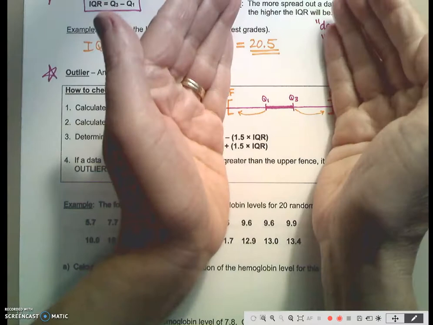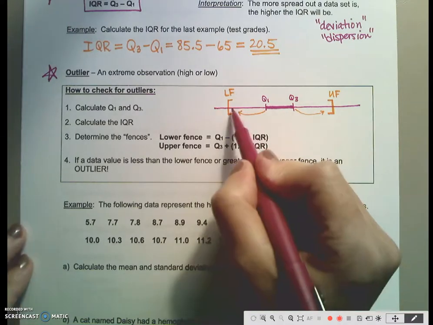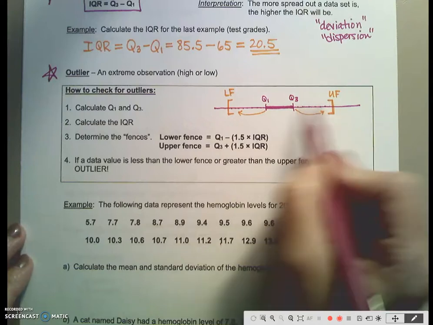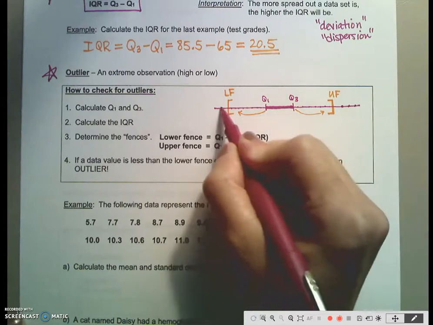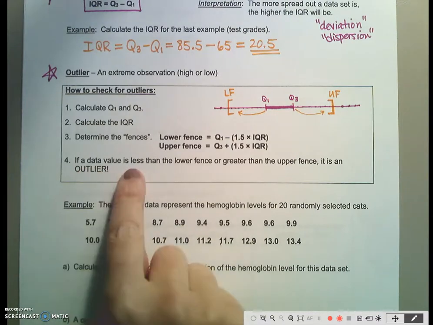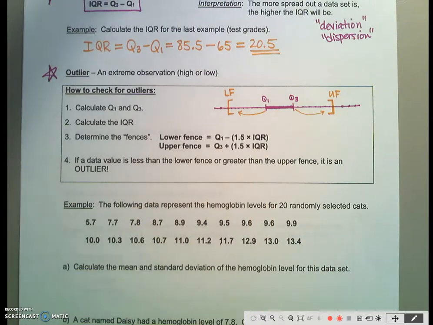And then you want to think about it. That's like your yard. So if somebody is not inside your yard, if they lie outside of your fence, then they're an outlier because they lie outside. So you're going to have all these data points scattered within here on this number line, and anything within the fences is perfectly fine. But the second you get a data point that lies outside of the fence on either end, that would be considered an outlier. So that's our definition for outlier. If a data value is less than the lower fence or greater than the upper fence, it's an outlier.